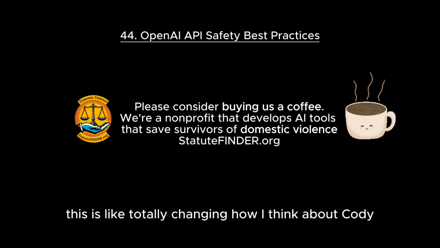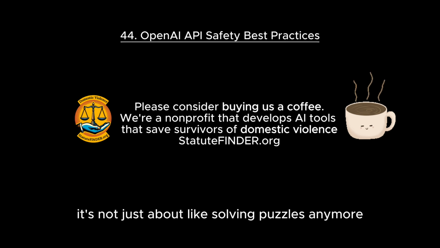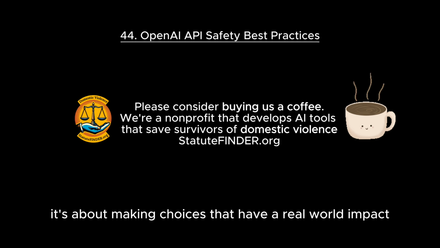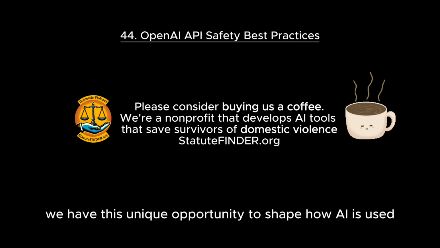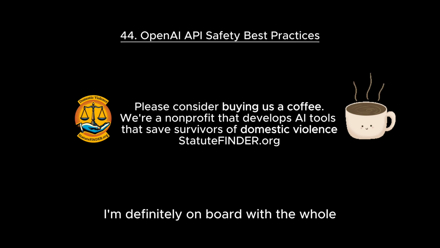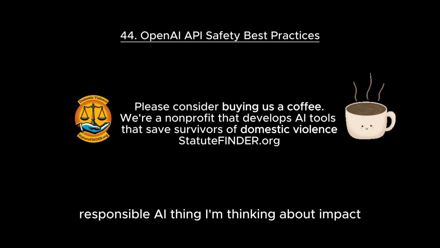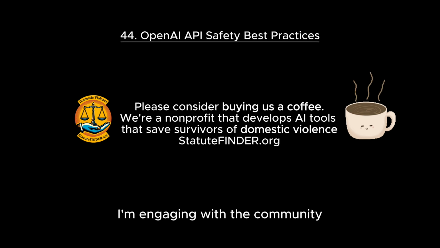This is totally changing how I think about coding. It's not just about solving puzzles anymore. It's about making choices that have real world impact. And that's a pretty awesome feeling, right? Knowing that as developers, we have this unique opportunity to shape how AI is used. Okay, so I'm definitely on board with the whole responsible AI thing. I'm thinking about impact. I'm engaging with the community. What are some practical things I can do right now to make a difference?